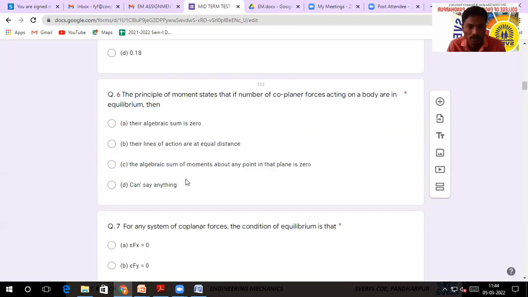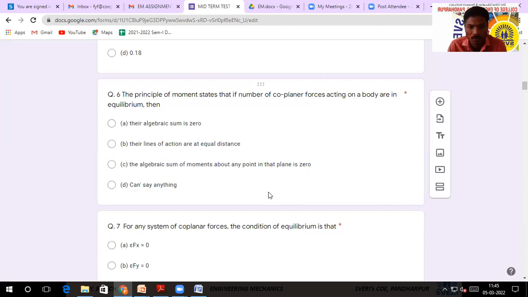A1. Next, the principle of moment states that if a number of coplanar forces acting on a body are in equilibrium, then the algebraic sum is zero. Their lines of action are at equal distance. The algebraic sum of moments about any point in the plane is zero. Can't say anything. Body is in equilibrium.